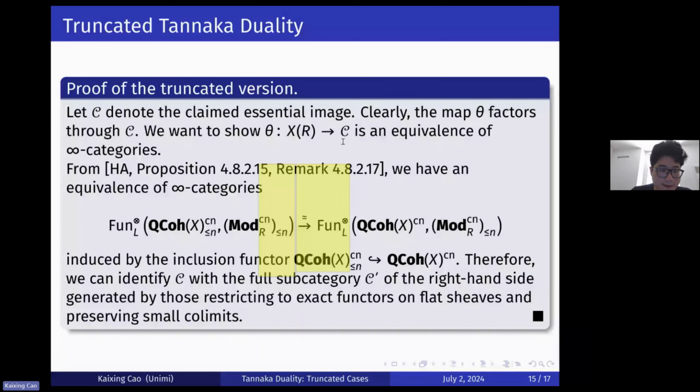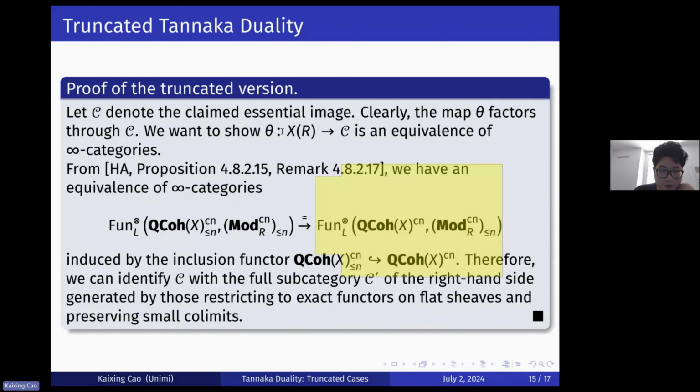So as I said, C is the full subcategory of the left hand side. Under this equivalence of infinity categories, we can identify C with the full subcategory of this guy. But by the description of C, we know the C prime, the corresponding full subcategory in here, is generated by the exact functors which preserve the small colimits and induced exact functors on flat quasi-coherent sheaves.